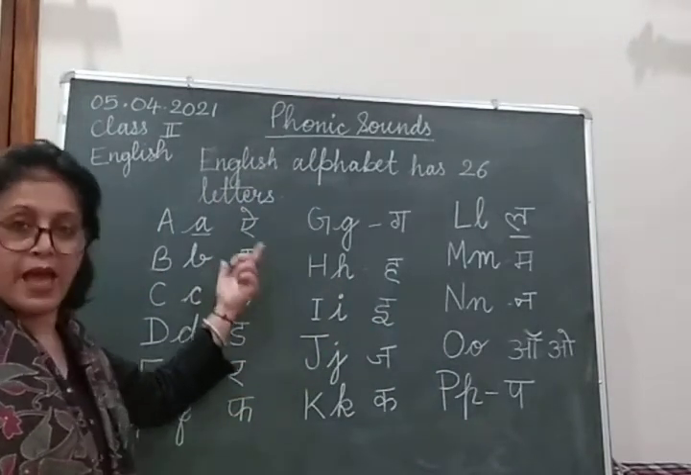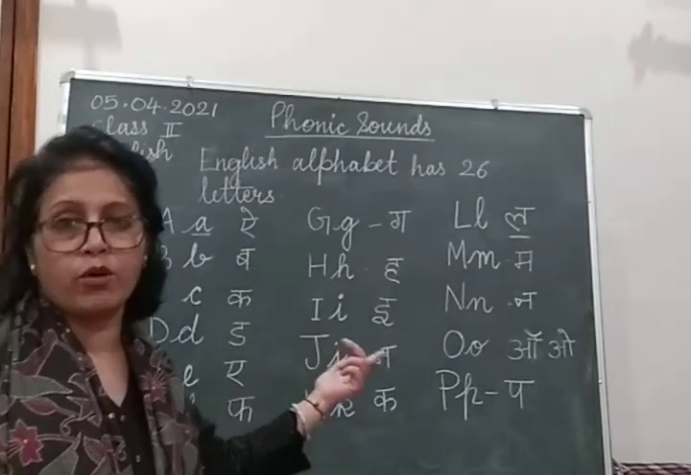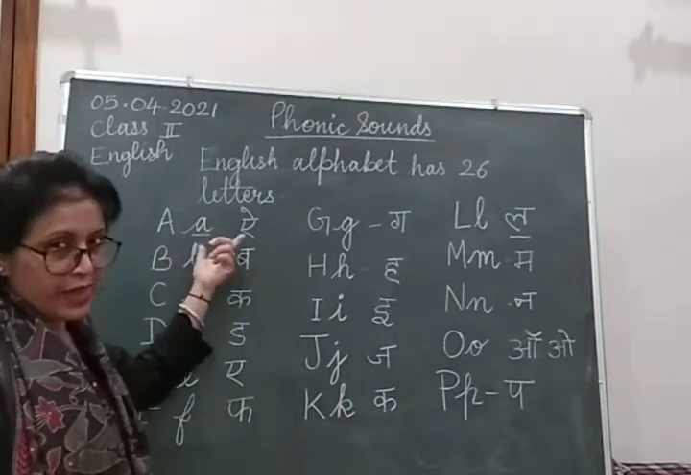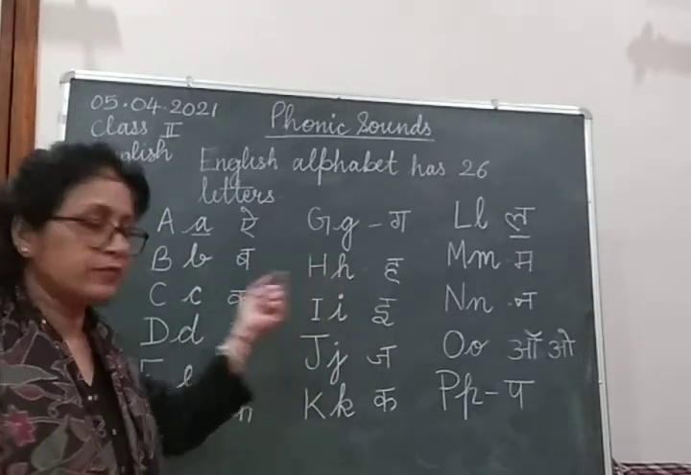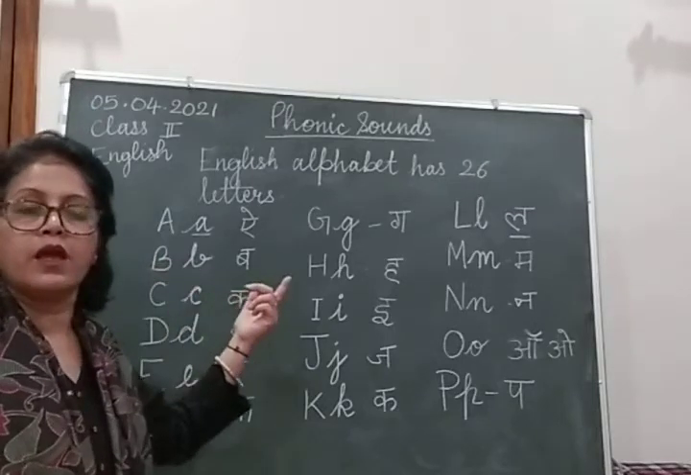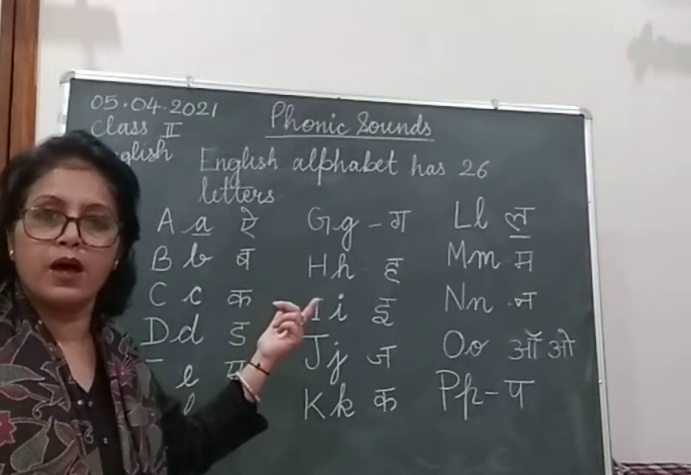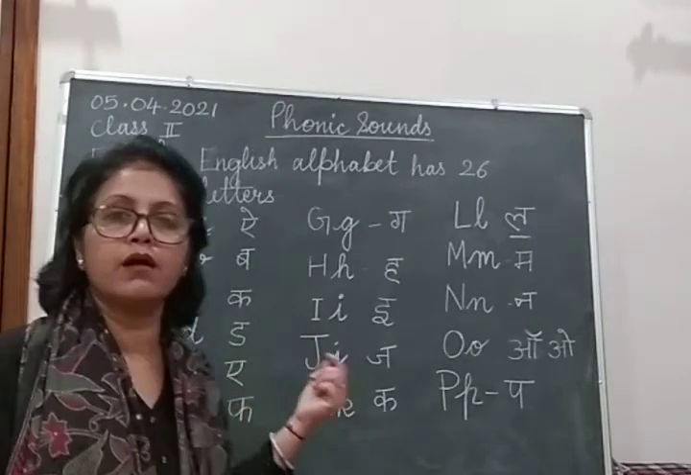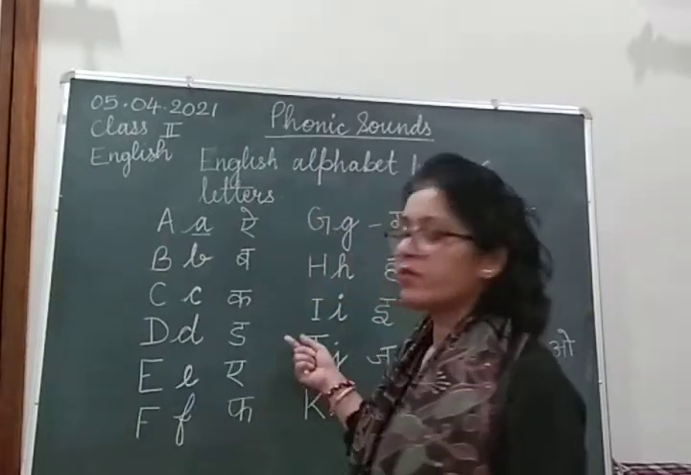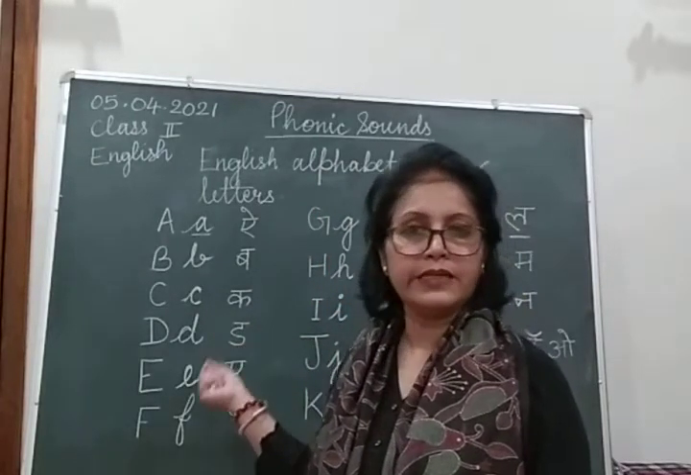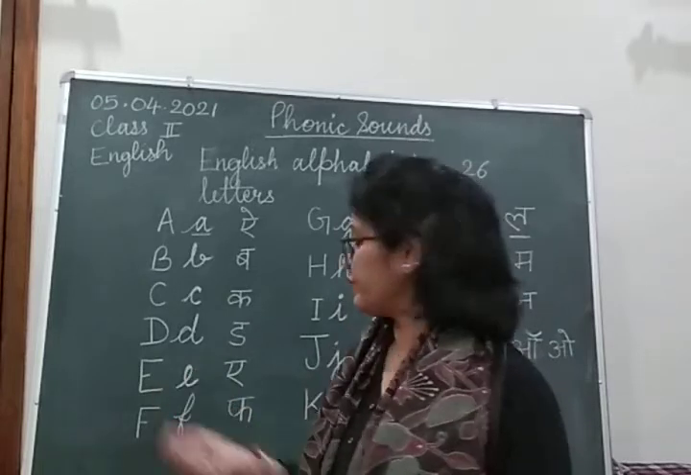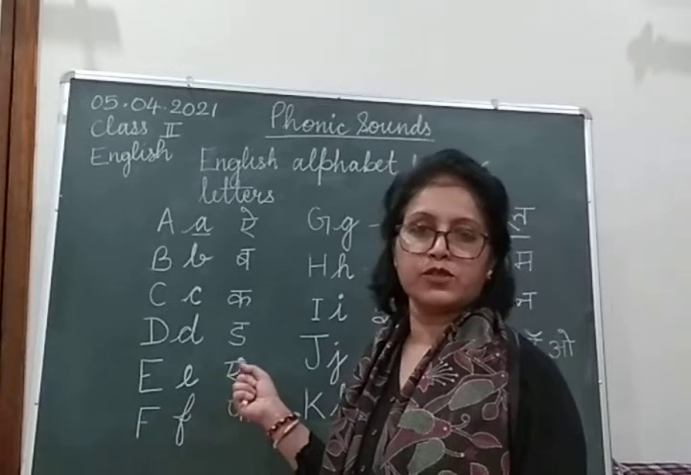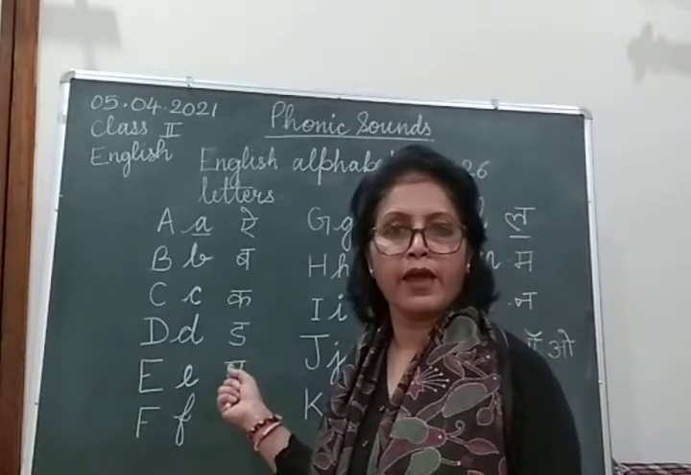A, as in apple or aeroplane. The letter A has the sound A. B has the sound B. C has the sound K. D. E. Letter E has the sound A.